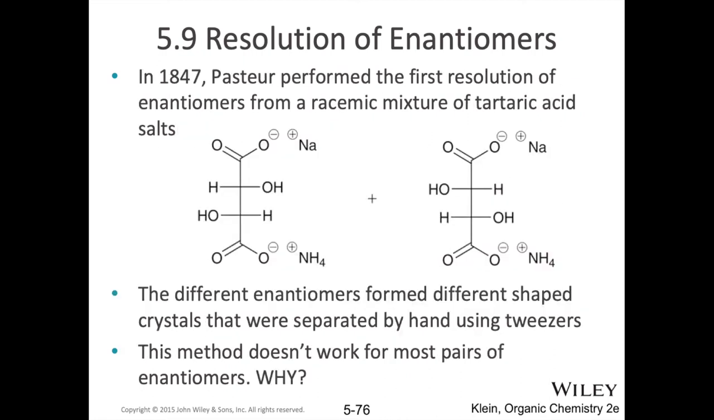So the first successful attempt to resolve a mixture of enantiomers was back in 1847. Louis Pasteur, the one for whom pasteurization is named, was able to separate out a racemic mixture of tartaric acid. What he did was he converted it into its salt form, and when he recrystallized it, he found out that the crystal structures were slightly different, and he had to painstakingly separate them by hand using tweezers. Now, this is not practical, obviously, so we need to look for some more practical methods to separate out our enantiomers.